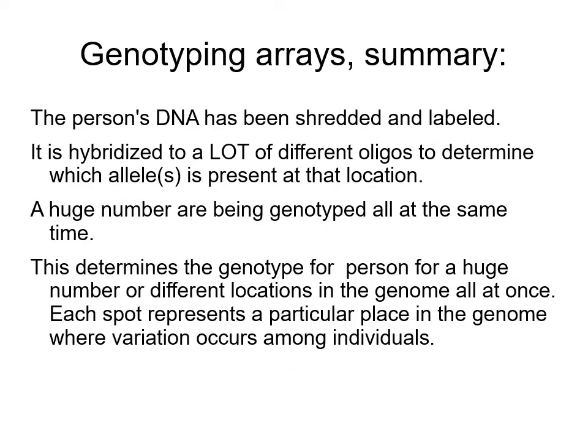Okay, so in summary, where we are now, we have the person's DNA. It's been shredded and hybridized to a lot of different oligos to determine which alleles are present at all these millions of locations. So this determines the genotype for a person for a huge number of locations in the genome. Each spot represents a particular location where variation occurs among individuals.